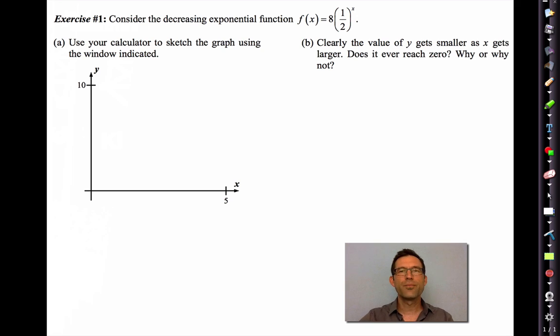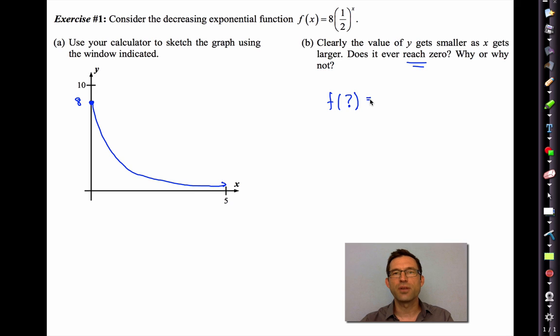All right. Well, even without our calculator, we should still really be able to sketch this. We know that its y-intercept is 8, and we know it's a decreasing exponential. So it looks something like this. Letter B says clearly the value of y gets smaller as x gets larger. Does it ever reach 0? In other words, is there some x value, something you can put in here, that eventually will give us a y value of 0? Why or why not? Think about this. This is a very, very important question.